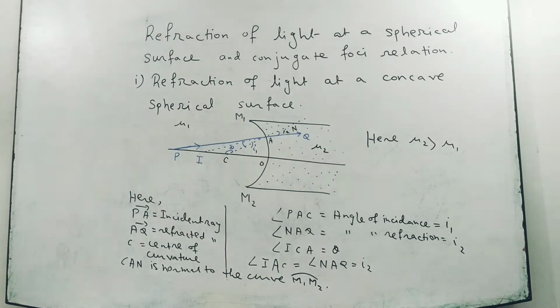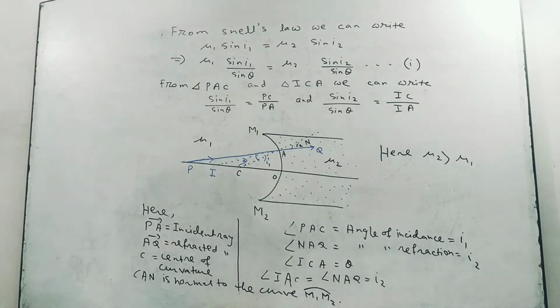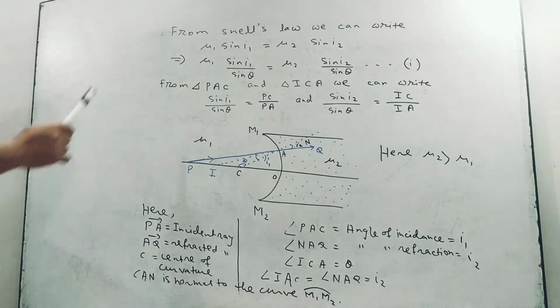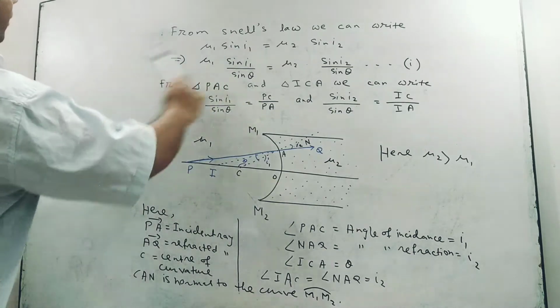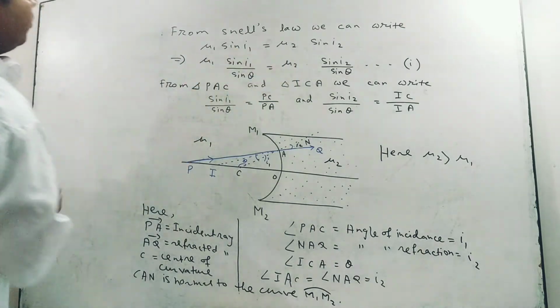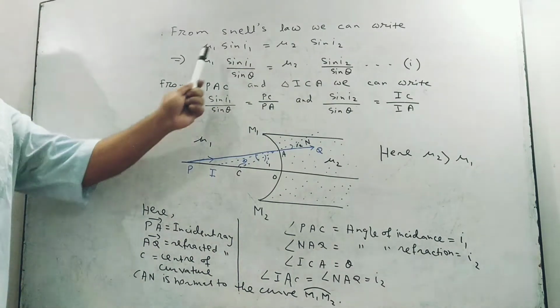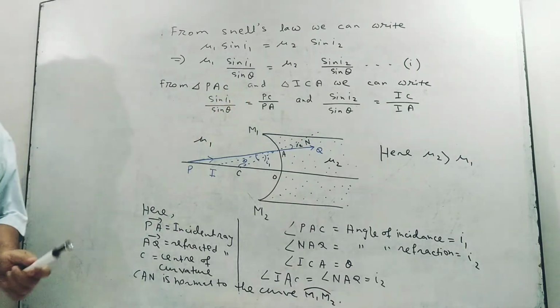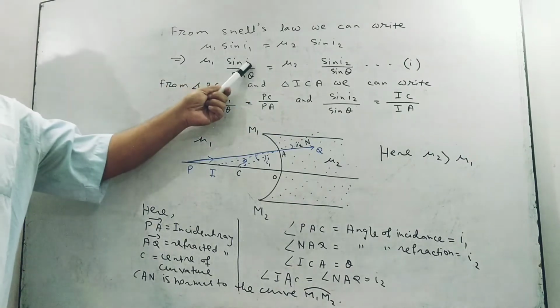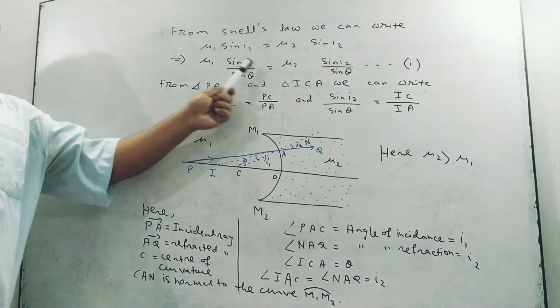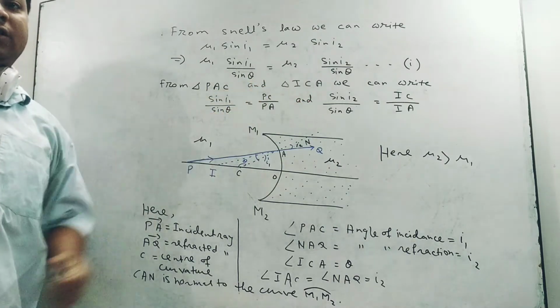Now we are going to prove the relation between U and V. From Snell's law of refraction, we can write mu1 sine I1 is equal to mu2 sine I2. This is the general form of Snell's law. Now, dividing both sides by sine theta, we can write mu1 sine I1 by sine theta is equal to mu2 sine I2 by sine theta.